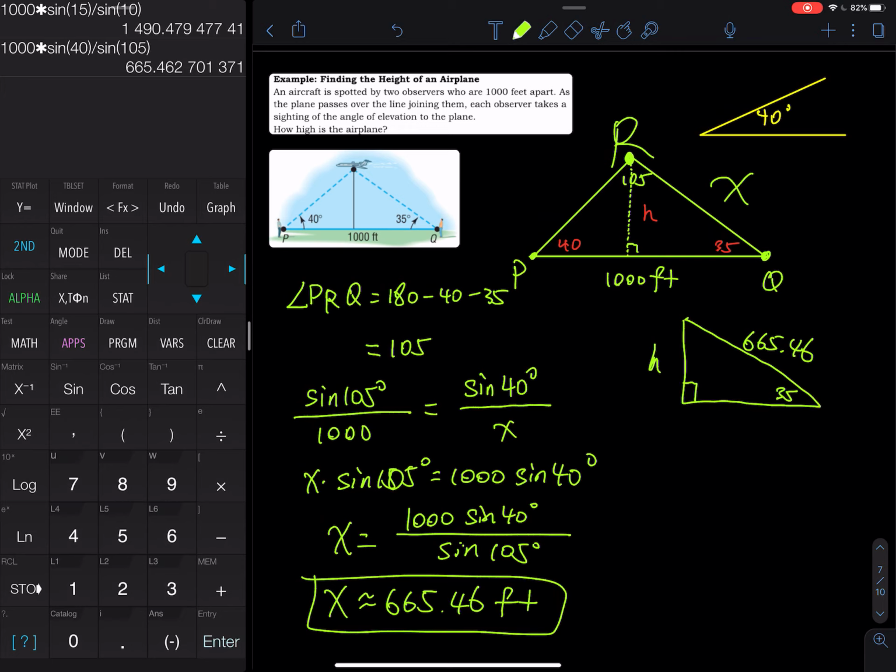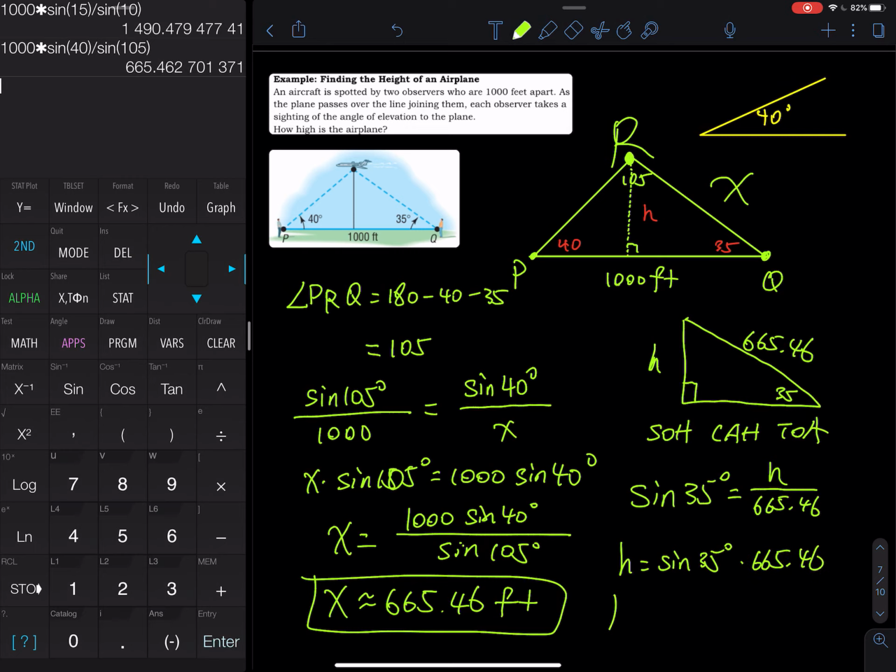So for this one I will be using right triangle trigonometry, SOHCAHTOA. I will be using sine. I have sine of 35 degrees equals opposite over hypotenuse. The opposite we don't know, that is h, divided by the hypotenuse, 665.46. So h equals sine of 35 degrees times 665.46. Let's see what the height equals: 665.46 times sine of 35 degrees gives 381.69 feet. That is the height of the aircraft.